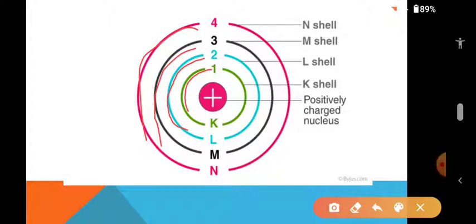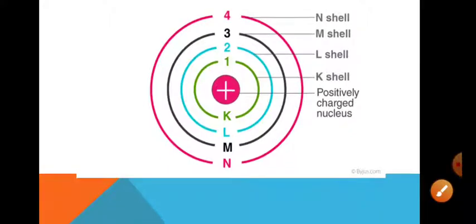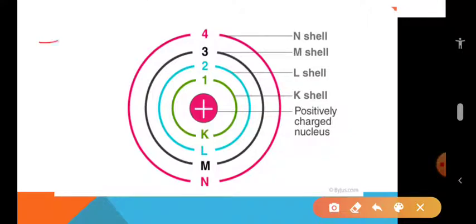And of course at the center, the positively charged nucleus. Why is it written as positively charged? Because what are all the particles at the center? One is proton, which is a positive charge. Another one is neutron, which is neutral charge. It is not negative charge, it is neutral charge. Electrons are negative charge.